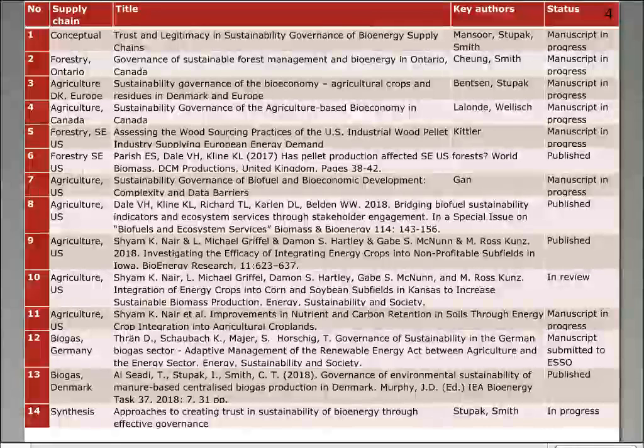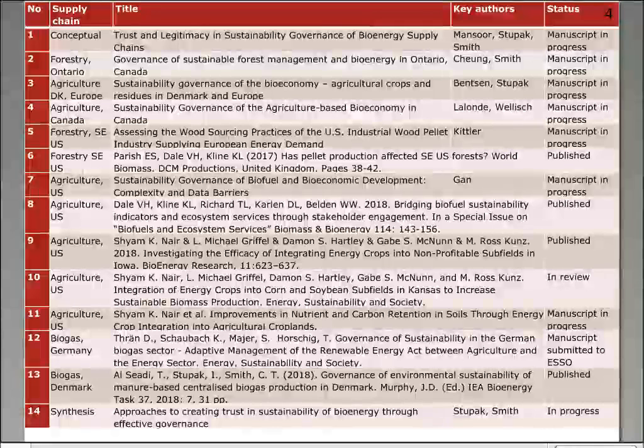This list of 14 papers is a series of papers being published within what's referred to as Objective 2 within the InterTask project. You can see in the second column what supply chain these papers relate to: labels for forestry and agriculture, depending on where these papers are based, and biogas as well.